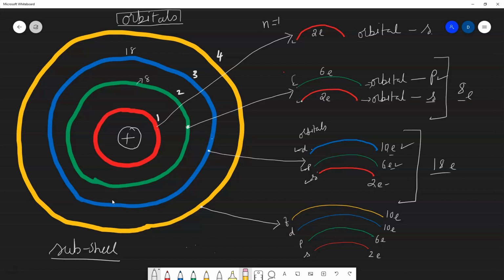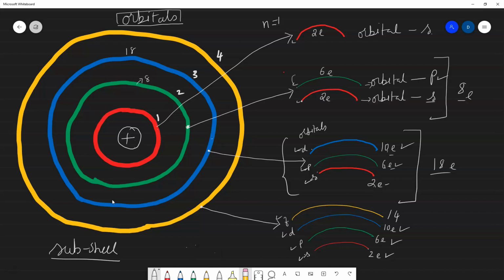Next is the fourth shell. The fourth shell is made up of 4 orbitals: s, p, d and f. The s orbital can have a maximum of 2 electrons, the p can have 6 electrons, and the d can have 10 electrons. That's exactly what you learned in shell number 3. The fourth orbital is called the f orbital. It can have a maximum of, sorry, it's not 10, it is 14.